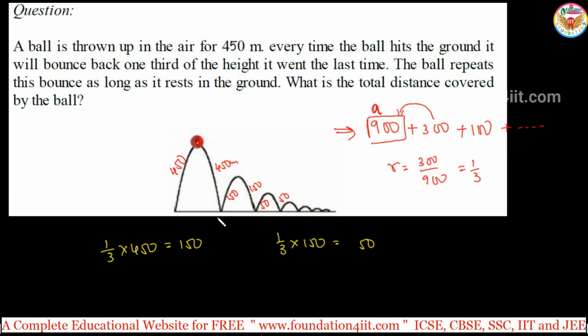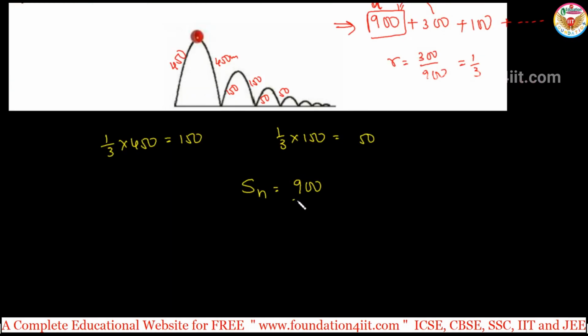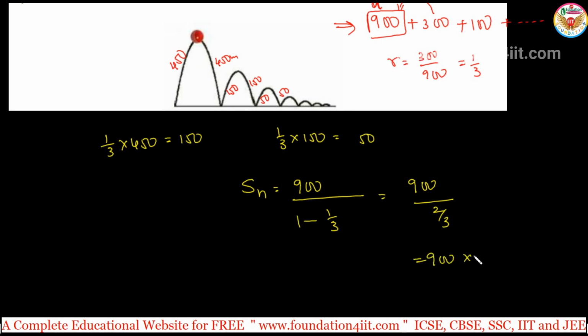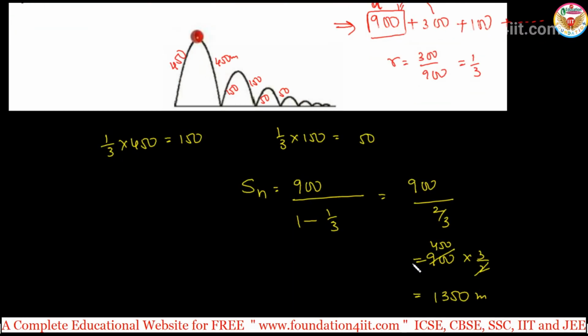Just apply the formula. Sn, the sum of the total distance it covered, is a by 1 minus r. So 900 by 1 minus 1 by 3. Simplify: 3 minus 1 is 2, so 2/3. So 900 into 3 by 2. Half of 900 is 450, into 3. So 1350 meters. The total distance it covered to rest on the ground is 1350 meters.